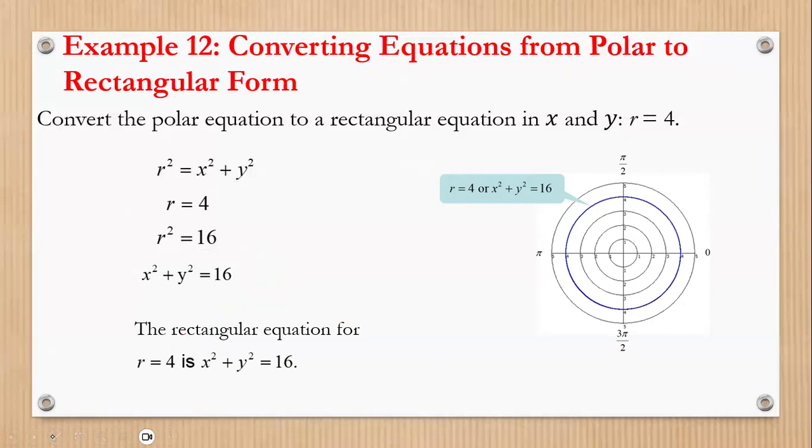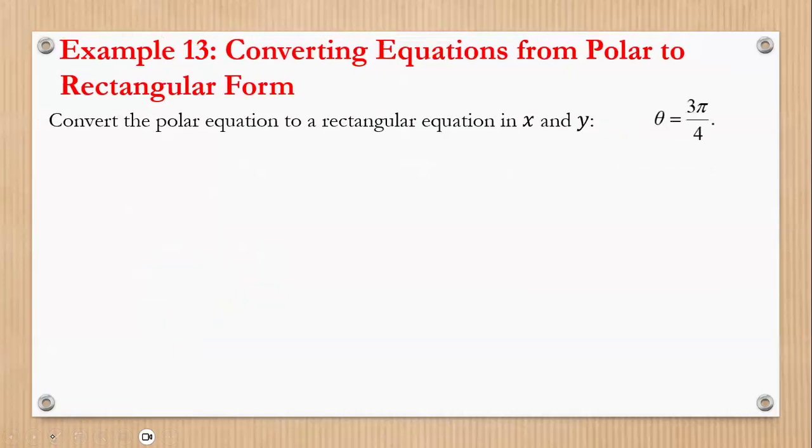Okay, another example. You want to convert this polar equation to a rectangular equation. This time the equation has only theta, but we don't have any formula to replace theta. If we had the tangent of theta, we would have a formula for that, but not theta. But we can take tangent of both sides. If we need tangent, we can take tangent.